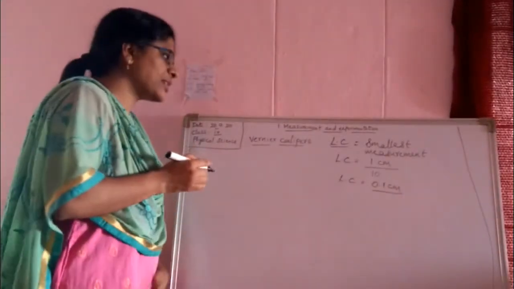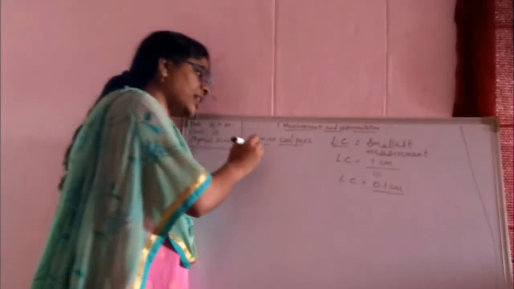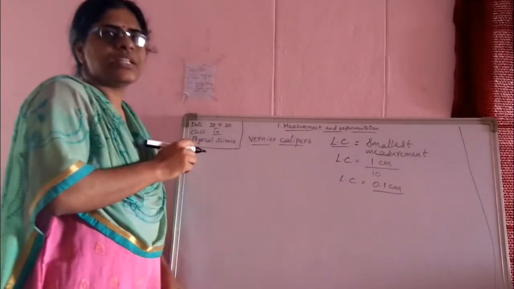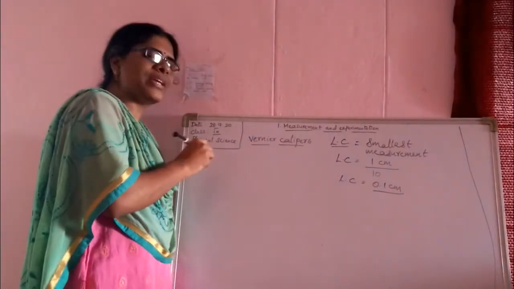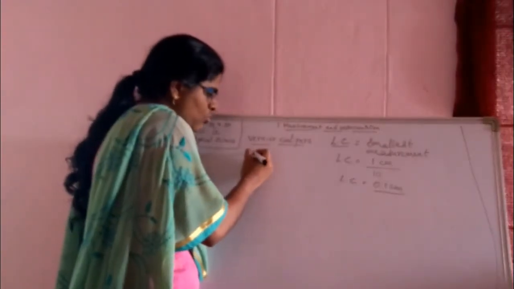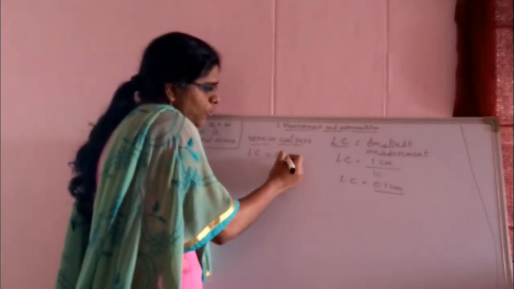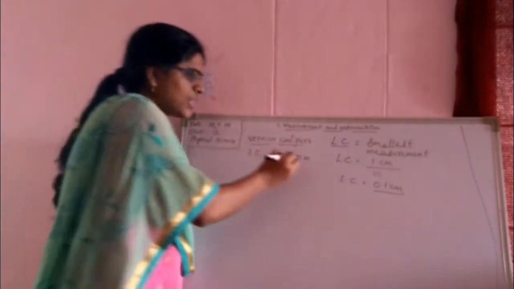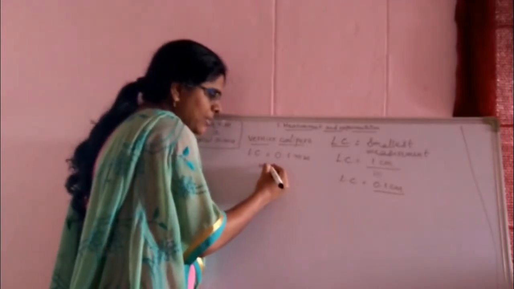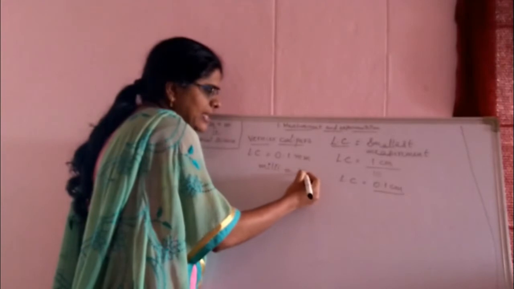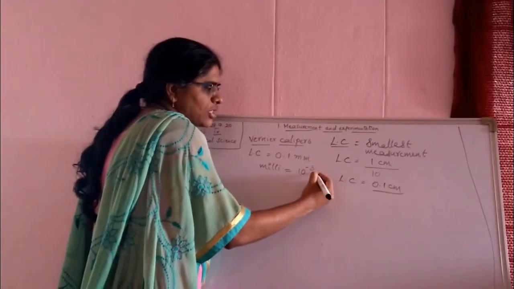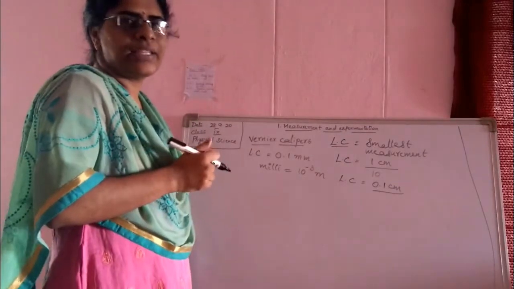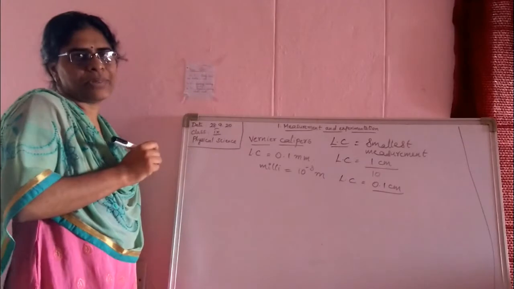Now, there are some other instruments called the vernier calipers and screw gauge. These instruments are used to measure the least count of up to 0.1 mm. Mm, M indicates milli. Milli is 10 power minus 3 meters. Okay. Now, how to find the least count of your vernier calipers?